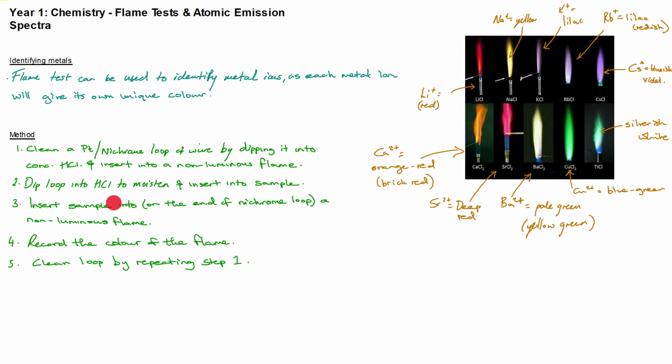And then you insert the sample on the end of the nichrome loop into a non-luminous flame. And then you record the colour, and then you clean the loop by repeating step 1. And then you can move on to the next one, but you do need to clean your loop at the end.